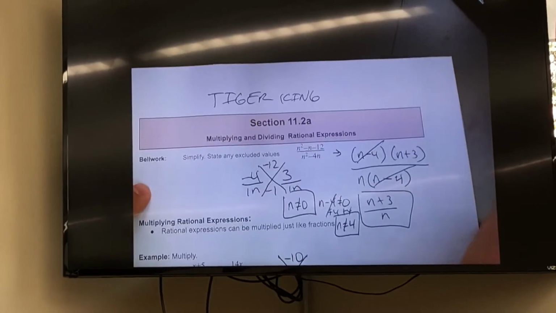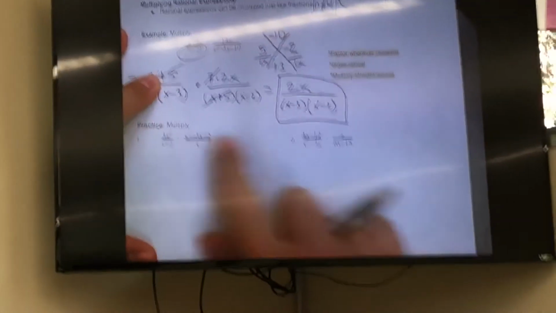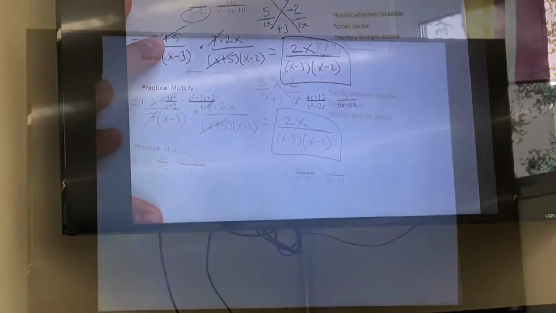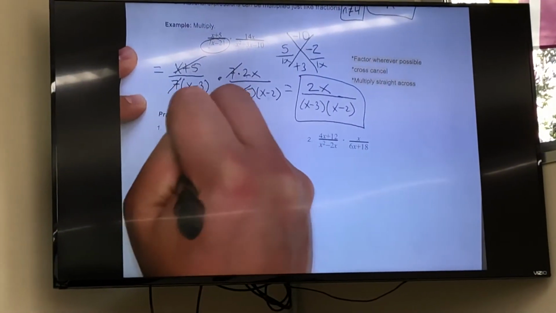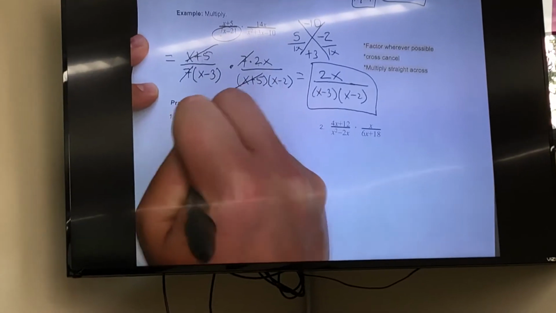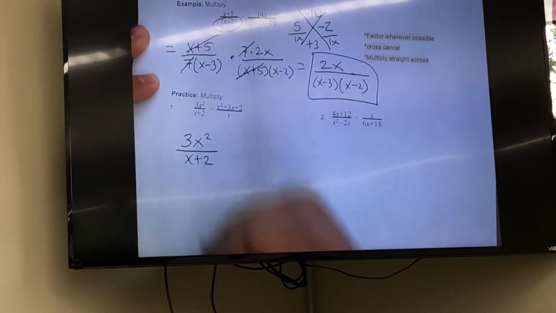Okay, class, go ahead and please try to do those two practice problems. Go ahead and pause. All right, class, so up top, the 3x squared should have stayed 3x squared. The x plus 2 should have stayed x plus 2.